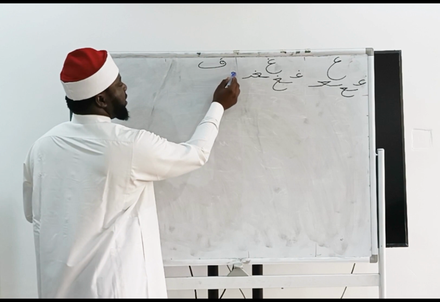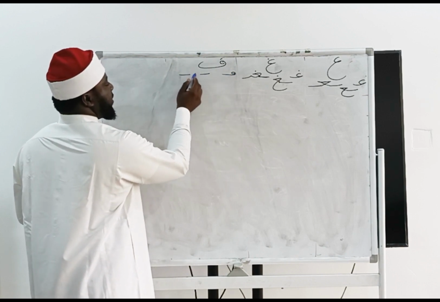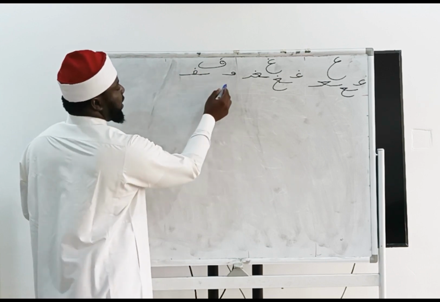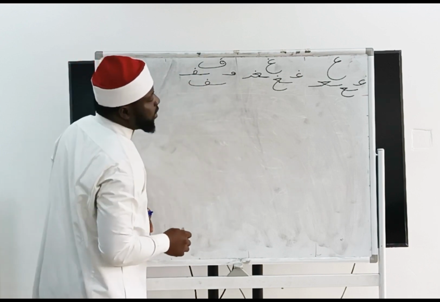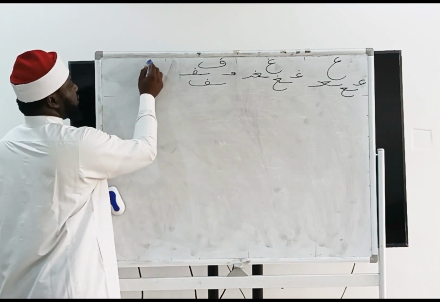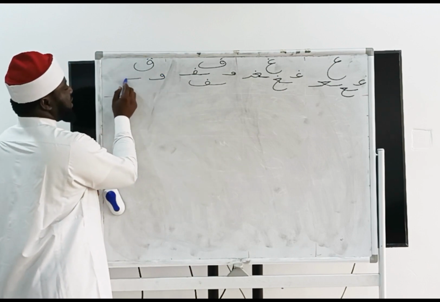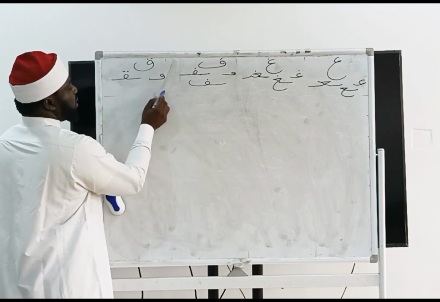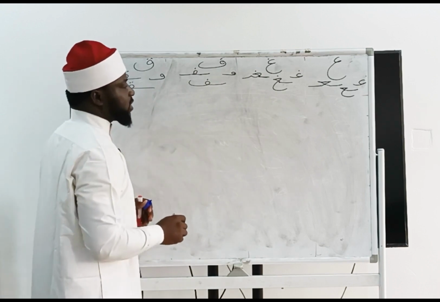Fa at the beginning like this, an alphabet, and at the middle, an alphabet, then fa like this. At the end, an alphabet comes, then fa like this. The same thing with qaf. Qaf, the letter qaf like this, then an alphabet comes like this, two dots, and at the end like this, two dots. Do you see? That's qaf.